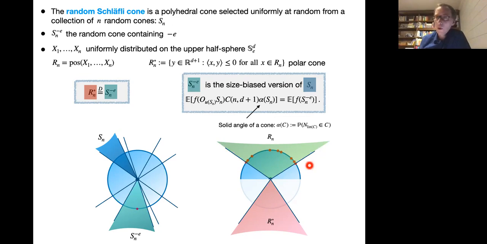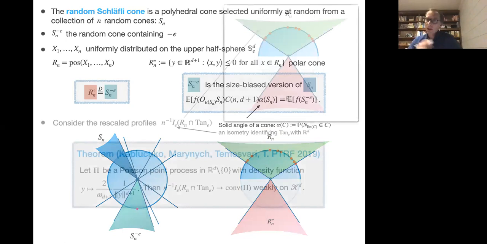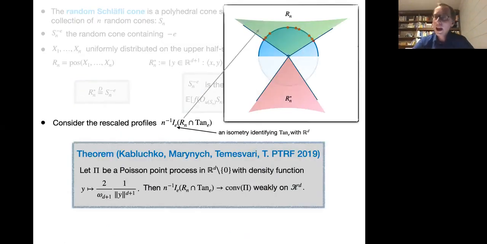And uniform points on a half sphere, this is a model which has been studied in the literature. And going back from the green cone to the red cone, from the red cone to this green cone, and from this green cone to the blue cone, you can actually derive properties of the Schläfli random cone from the cones Rn. So the cones generated by uniform random points on a half sphere. And this is exactly the model we should study, and this is the model we have studied in the past.